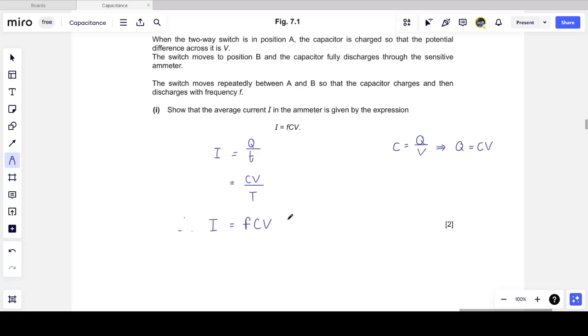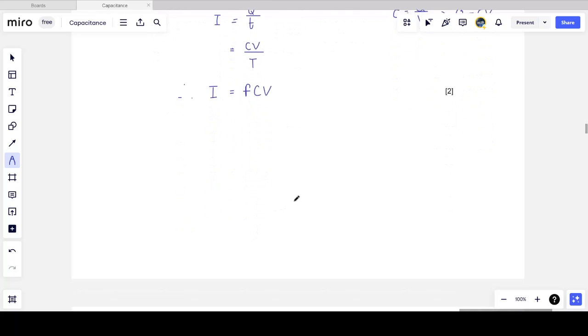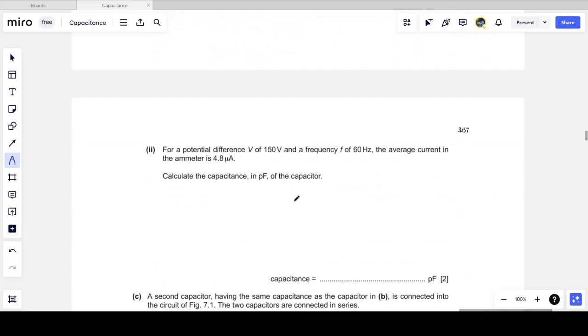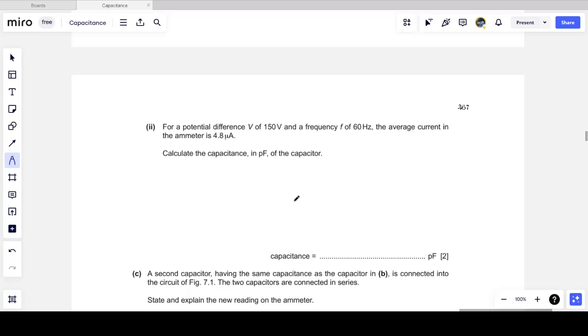So it may be an expression that I haven't seen before, but it is one that I also can derive using my knowledge of current, my knowledge of capacitance, and then my knowledge of periods and frequencies. So a little bit of mathematics, but not very long. So expect to see questions like these where you need to derive something and then, more than likely, use it later on in a calculation.